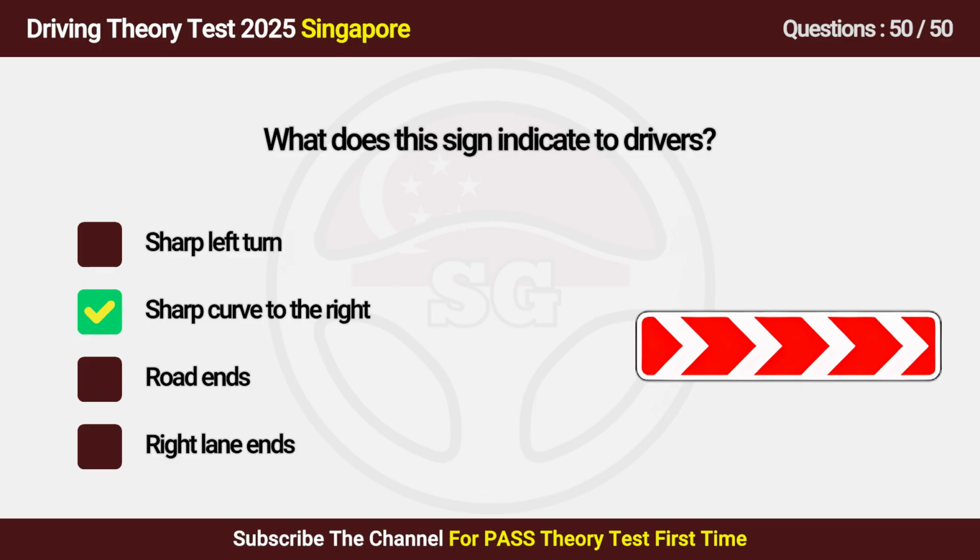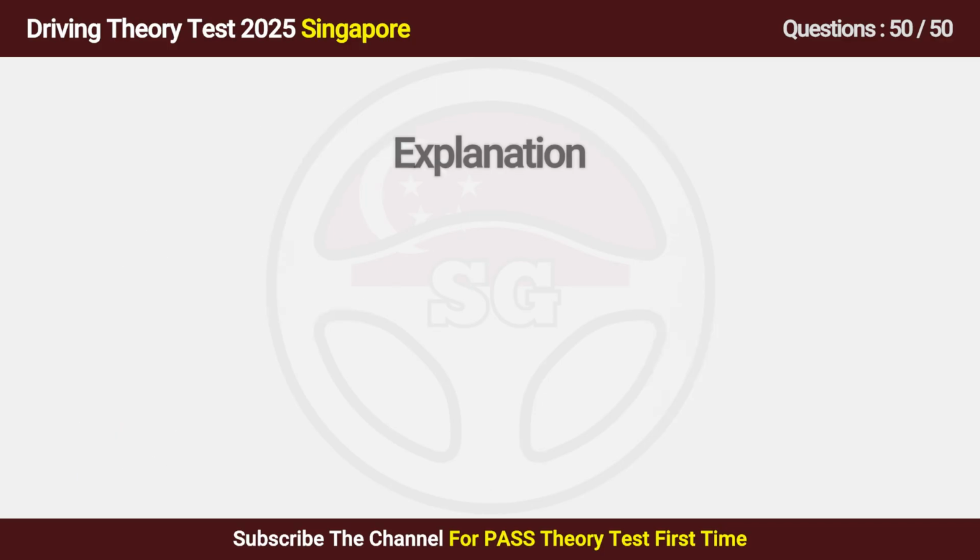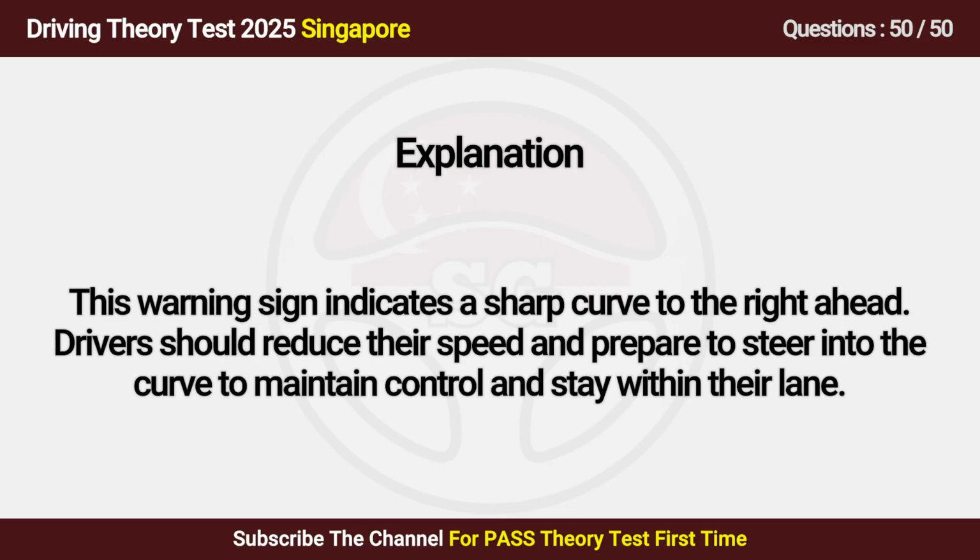Answer is B, sharp curve to the right. This warning sign indicates a sharp curve to the right ahead. Drivers should reduce their speed and prepare to steer into the curve to maintain control and stay within their lane.